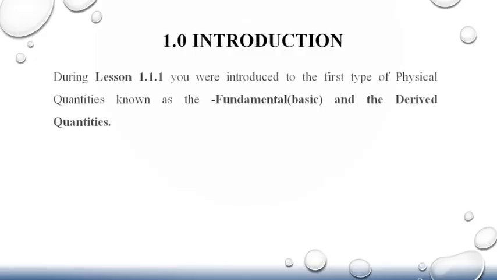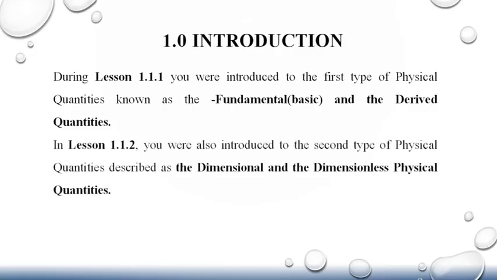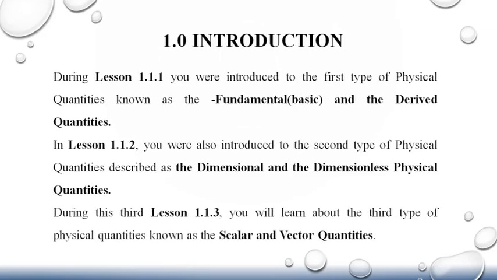During lesson 111, you were introduced to the first type of physical quantities, known as the fundamental or basic and derived quantities. In lesson 112, you were also introduced to the second type of physical quantities, described as the dimensional and dimensionless physical quantities. During this third lesson, 113, you will learn about the third type of physical quantities known as the scalar and vector quantities.